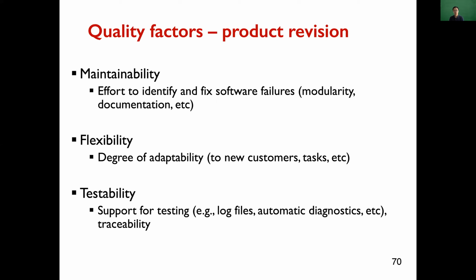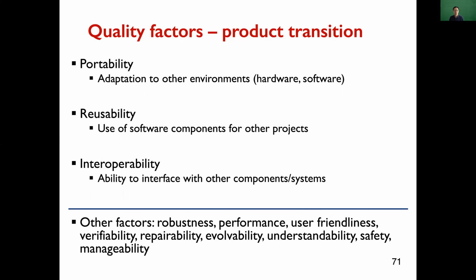Next one is testability. It's about how the software supports testing. For example, whether the software provides enough log files, log information, whether the software provides automatic diagnostics, like how much the software can be traced, how easily software can be traced. So this is about testability. The next dimension of quality factors is product transition. It's about the adaptability of the software to new environments.